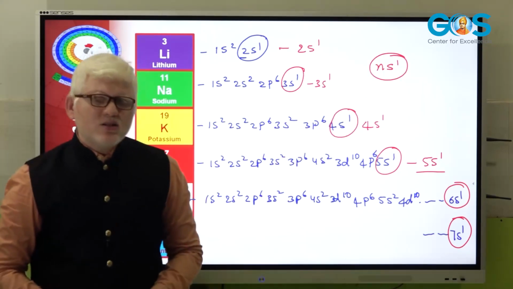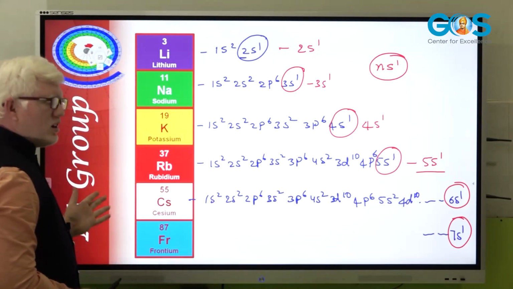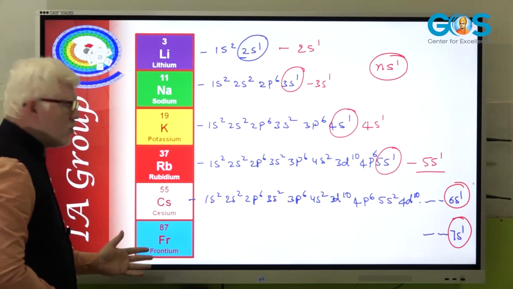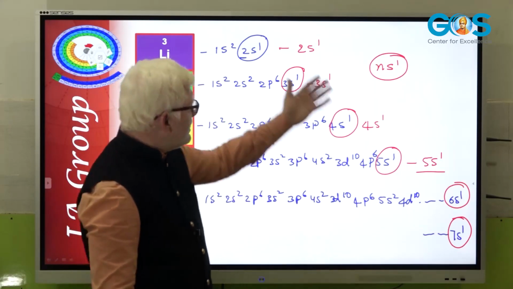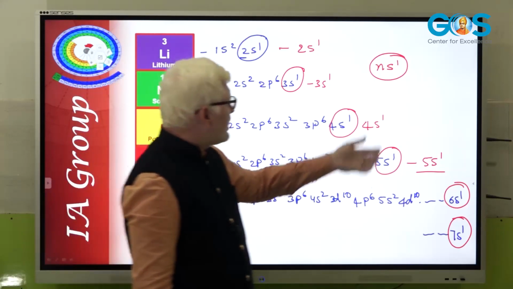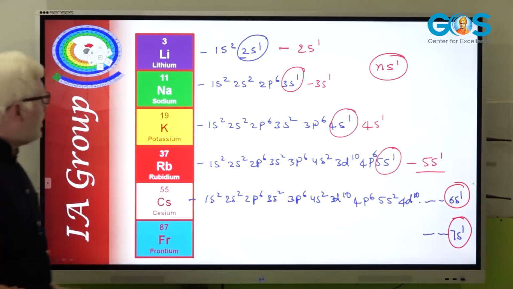Is it clear, my dear students? First, 1A group elements are also known as alkali metals, these are the elements under 1A group, and these are their electronic configurations. And the general valency electronic configuration of alkali metals is ns1.